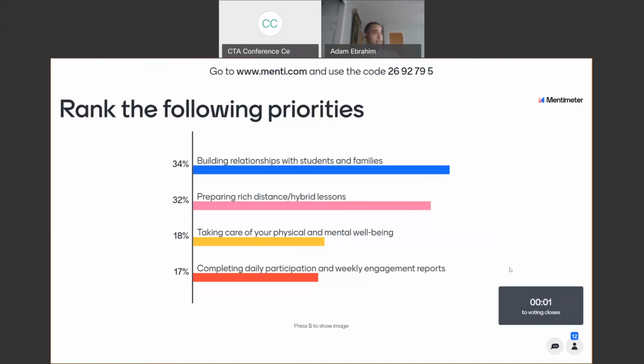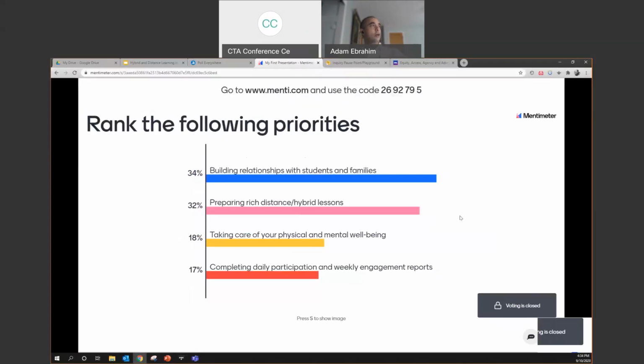And so let me just analyze this. I am glad that your priorities are in the right place. I would like to see maybe, if I had my magic wand, I would wave it and say, like, oxygen mask on the airplane, right? Taking care of your physical and mental well-being is like a prerequisite for the rest of them. And then I'm actually a little surprised by the degree of priority for the weekly engagement reports, but good on you. All right. So that's Mentimeter.